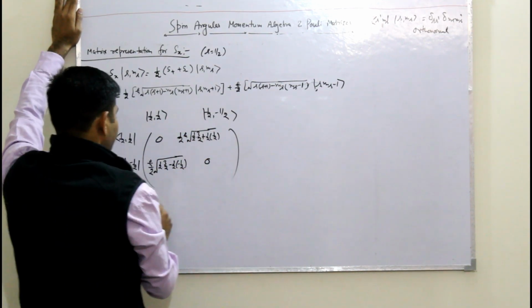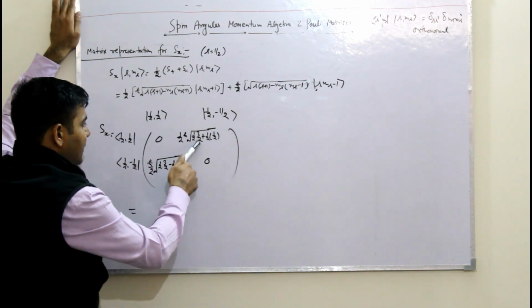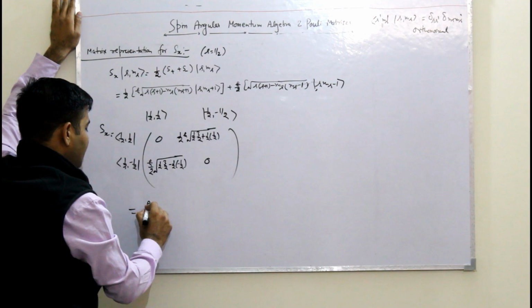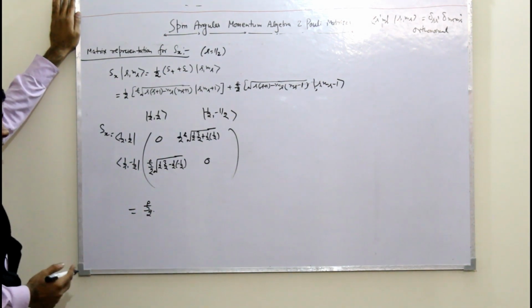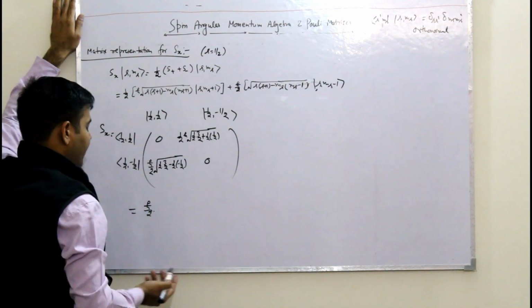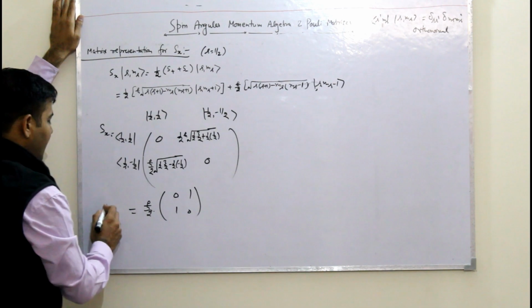So the matrix representation for Sx becomes, so these two values are the same under the root, and h cross by 2 is also the same, so I can take it out, and this value is under root 3 by 4 plus 1 by 4, that is 1, under root 3 by 4 plus 1 by 4, that is 1, so 0 1, 1 0. So this is my Sx.